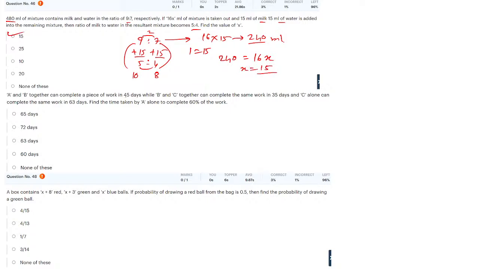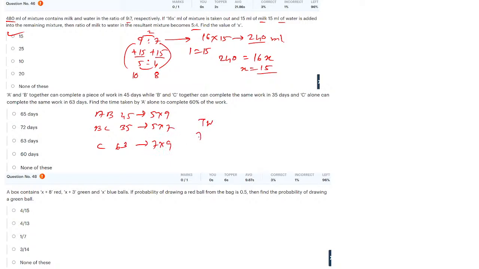A and B together can complete a piece of work in 45 days, right? B and C complete in 35 days, and C alone can complete in 63 days. Now this is 5 into 9, this is 5 into 7, this is 7 into 9.